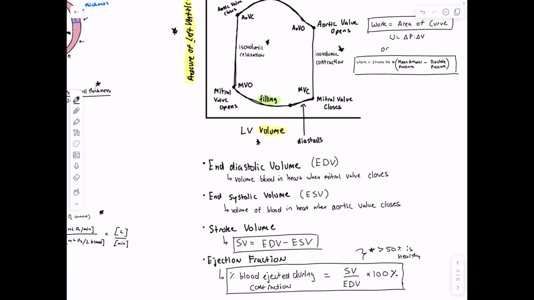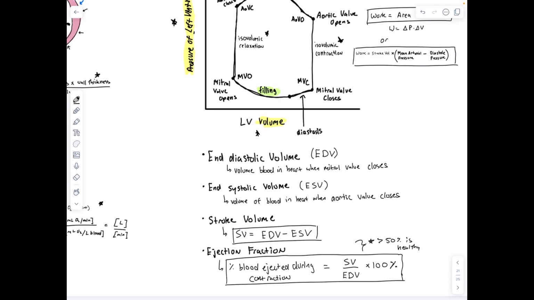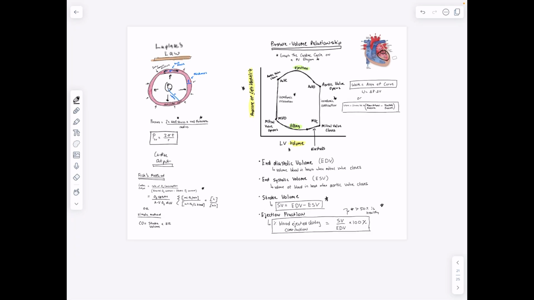The end diastolic volume, EDV, is the volume of blood in the heart when the mitral valve closes, and end systolic volume, ESV, is the volume of blood in the heart when the aortic valve closes, and then the stroke volume is EDV minus ESV. Ejection fraction is stroke volume divided by end diastolic volume, so how much it pushed out divided by what it started with right before contraction, times 100, and then we said if it's greater than 50%, that's considered healthy.